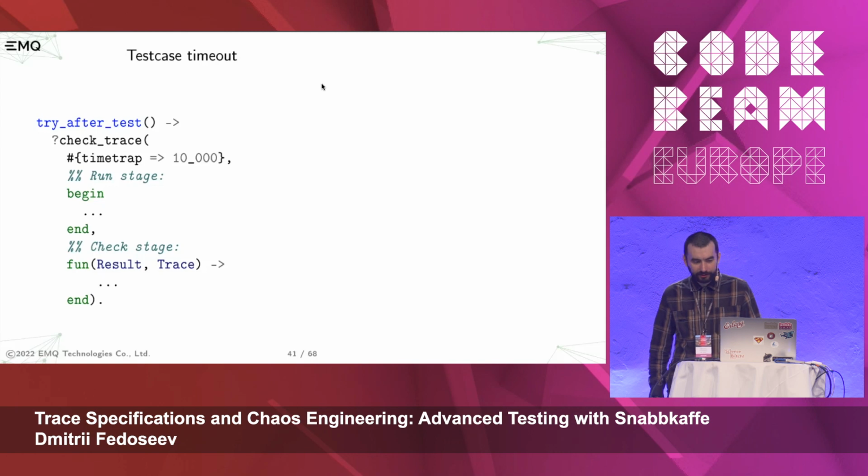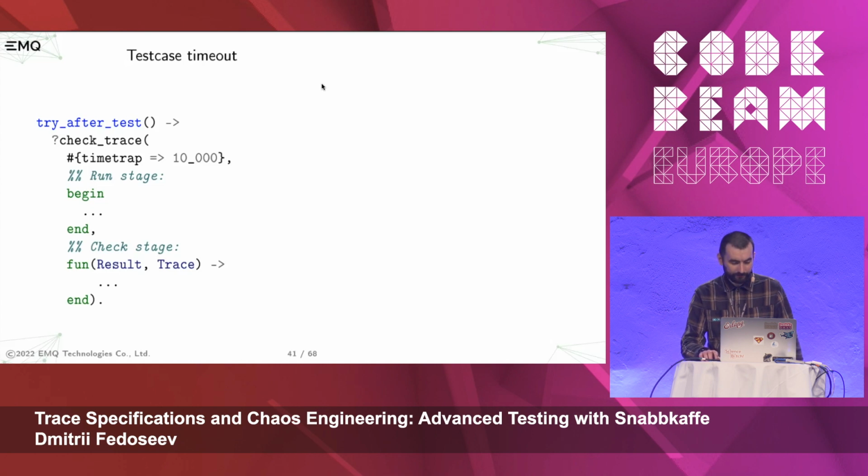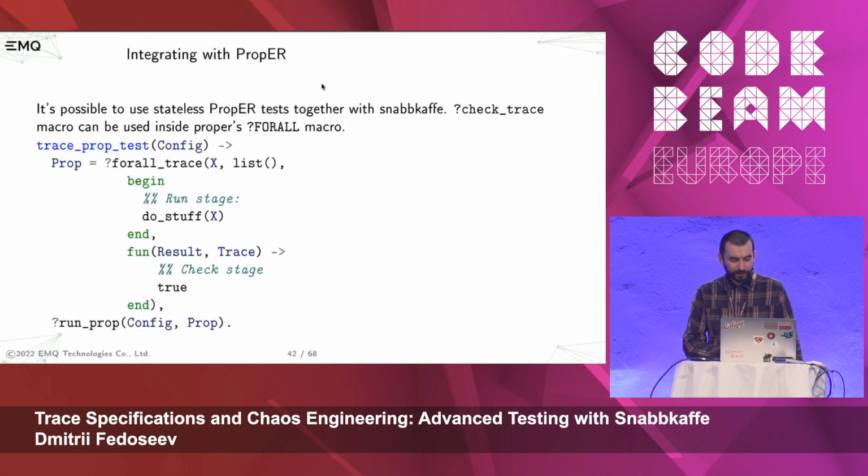Check trace macro supports some additional arguments, for example, time trap. It is helpful since if the run stage times out, Snabbkaffe will dump the trace collected so far and other debug information to help with investigation. I'll briefly mention that it's possible to combine property-based and trace-based testing to some extent. And Snabbkaffe has a helper macro that helps to integrate with PropEr.